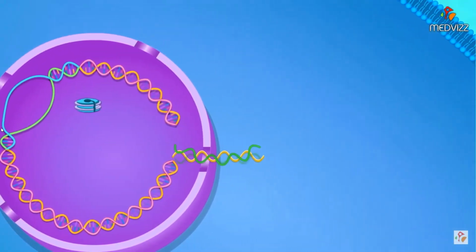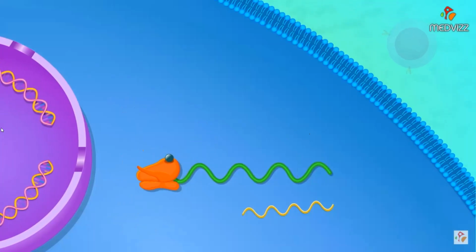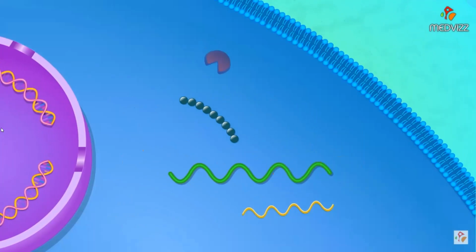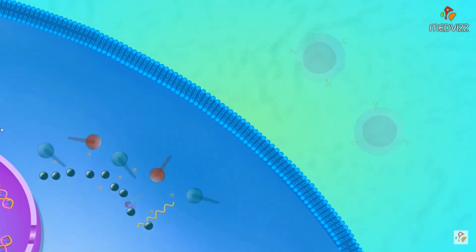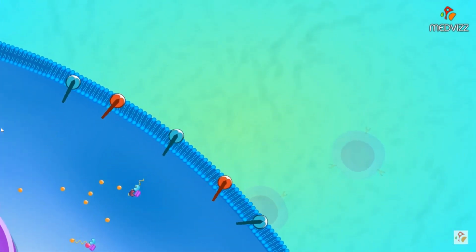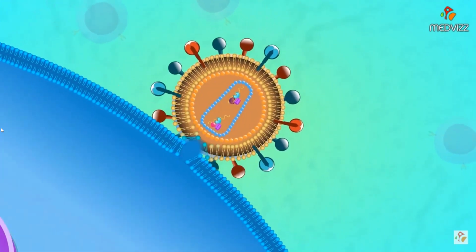Viral messenger RNA is translated, yielding viral enzymes and structural proteins. Some of the functional proteins are formed by cleavage of a long polyprotein by the enzyme protease. Protease inhibitors interfere with this step. GP41 and GP120 are inserted into the host cell membrane, and the structural proteins surround the viral RNA to form the core. Finally, the virion is released by budding.